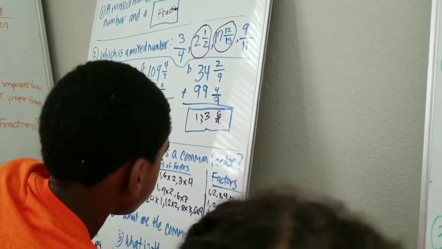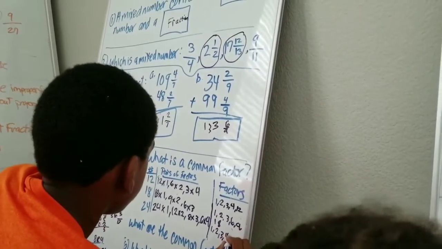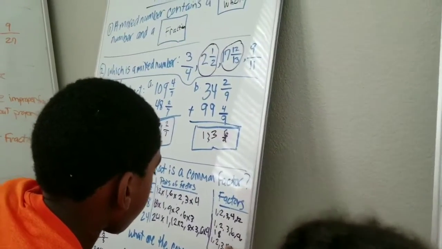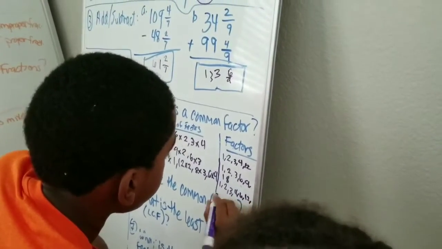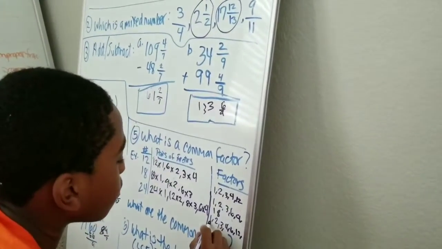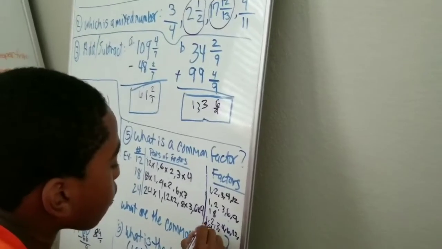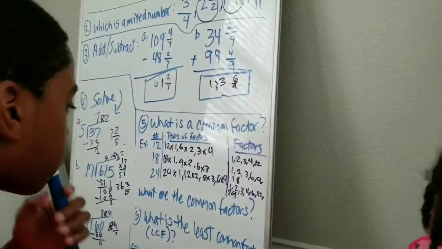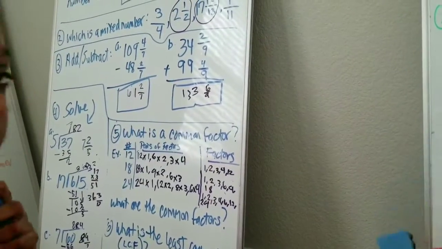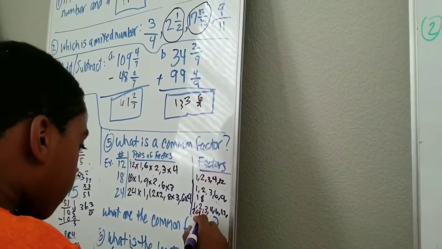Very good. 1, 2, 3, 4. Excellent. 6. Oops, 12. Are you missing one? So for 24, yes, I'm missing something. What is it? 8. Excellent. So go ahead and write 8. That's kind of right behind here.